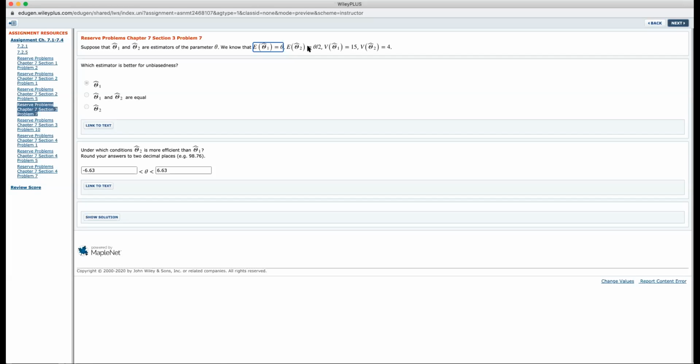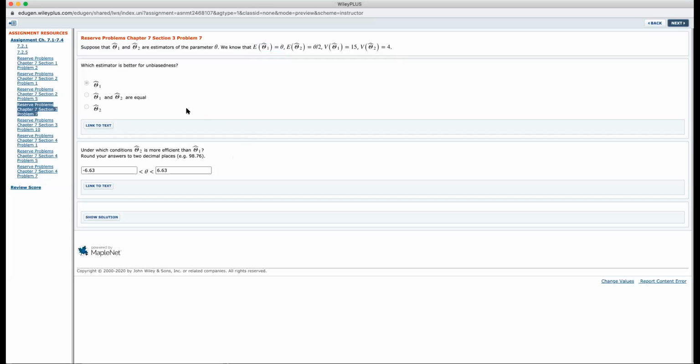Remember the bias. How is bias calculated? By the expected value of theta 1 hat minus theta. So in the case of theta 1 hat, the bias is 0. It means that theta 1 hat is an unbiased estimator. And the expected value of theta 2 hat is theta over 2, and the variance of theta 1 hat is 15, and the variance of theta 2 hat is 4.